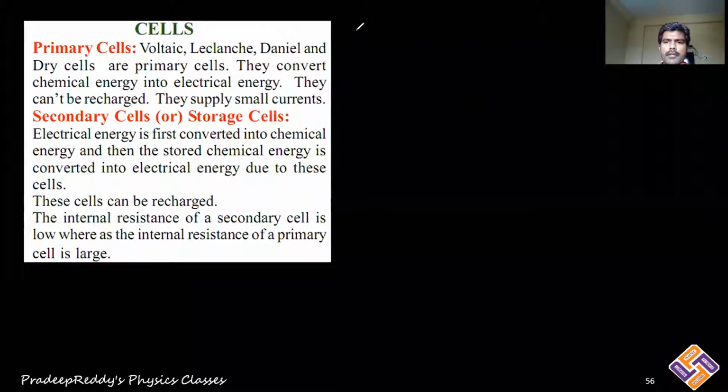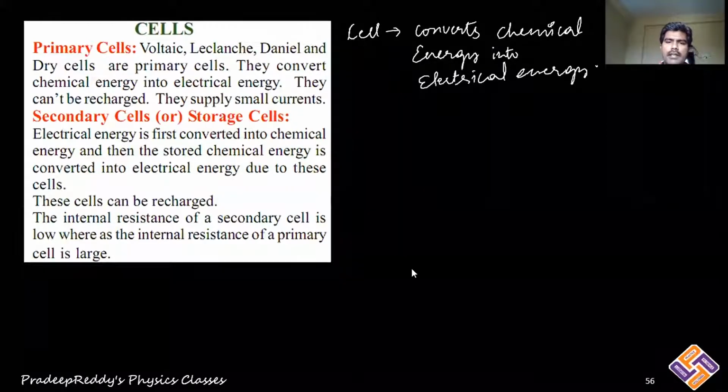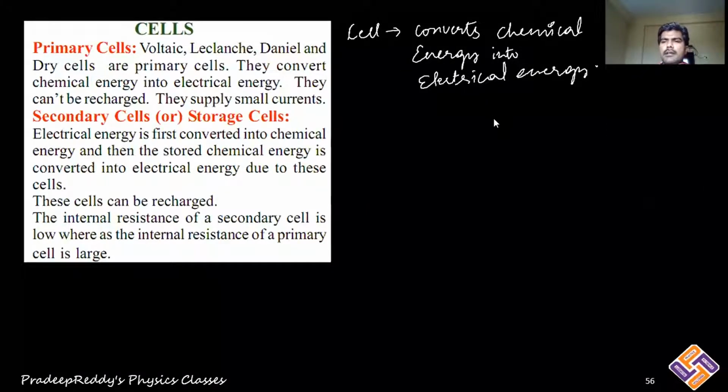Generally, we know that an electric cell converts chemical energy into electrical energy. An electric cell will convert chemical energy into electrical energy.